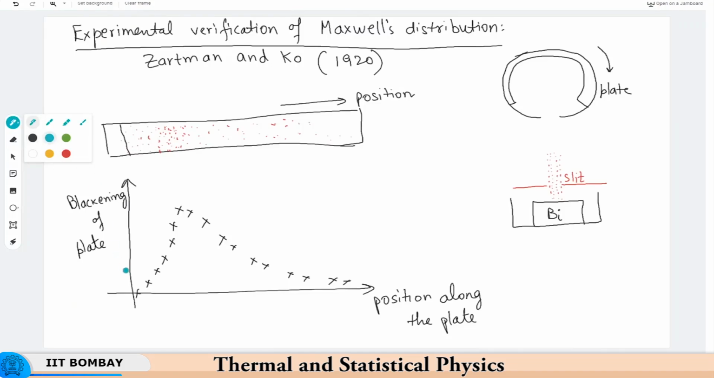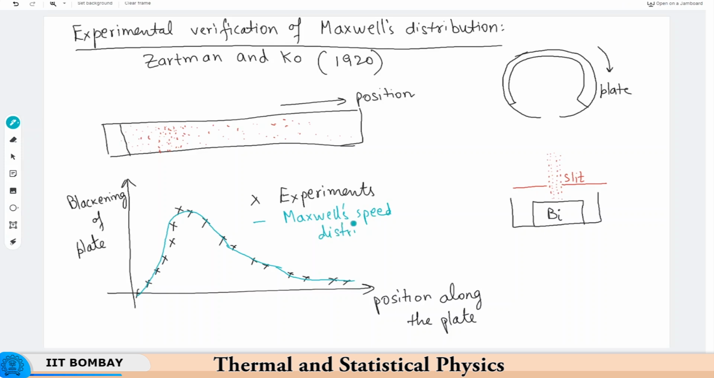Maybe I can use the blue color. So basically the black cross is experiments, and the blue line is the Maxwell distribution, speed distribution. So, this was a really nice experiment with which they could verify the Maxwell-Boltzmann distribution.